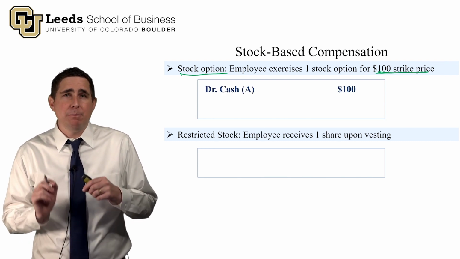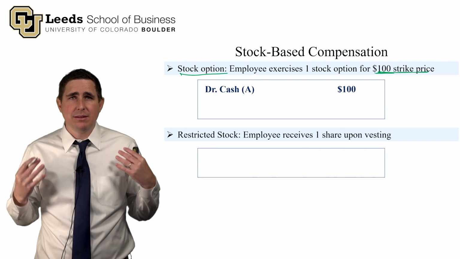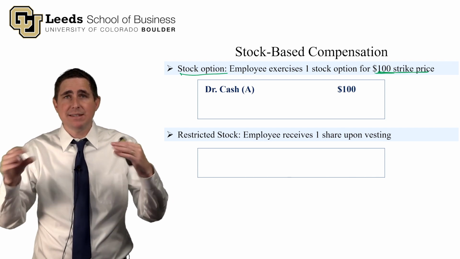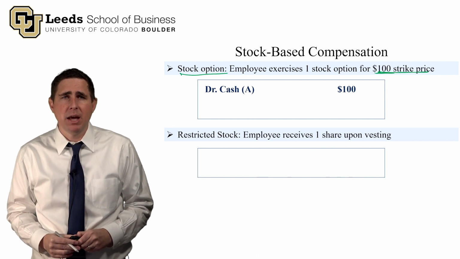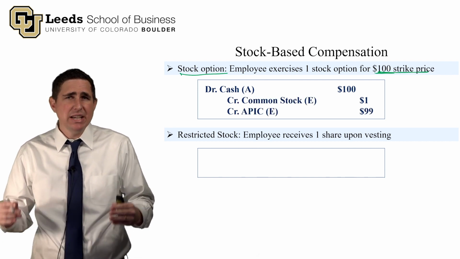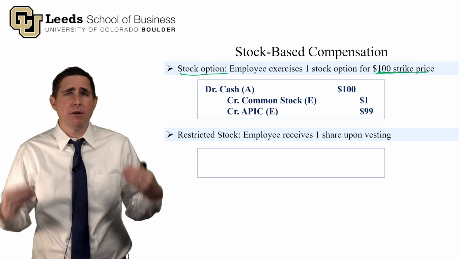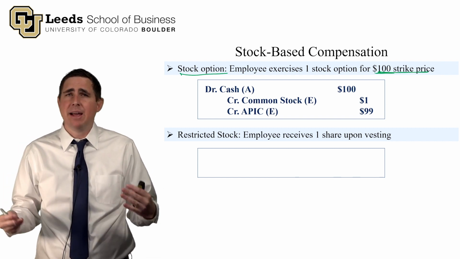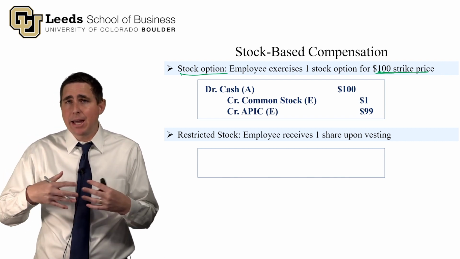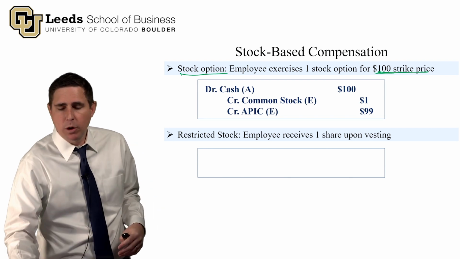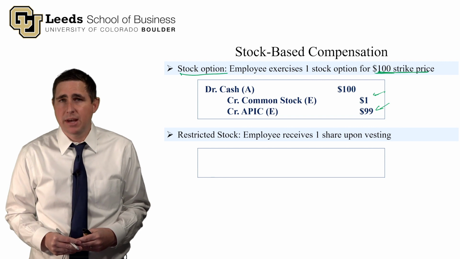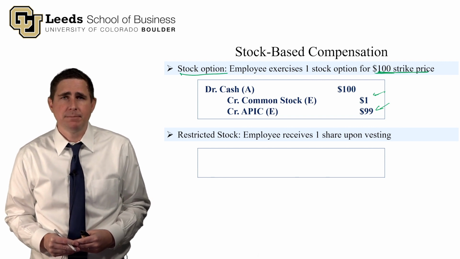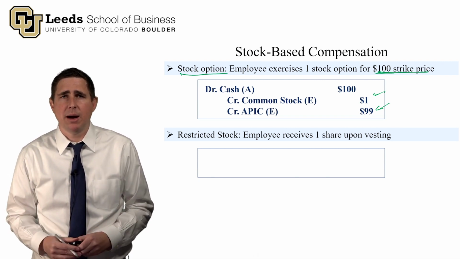They'll actually pay us. They'll pay FactSet money because we sell them the share. So they pay us the strike price of $100. And then what we do is we just say, well, that $100 we were paid by the employee, that's just the employee buying new shares in our company. So we're going to credit common stock and APIC just like we would with any other sale of a share of stock. Okay, so that's how we account for the stock option.